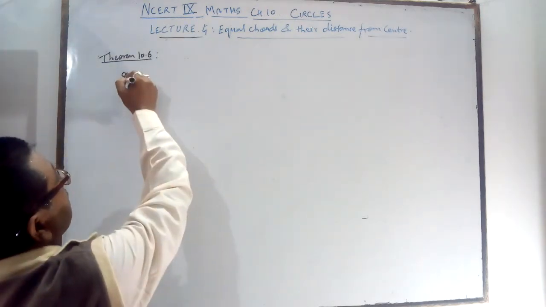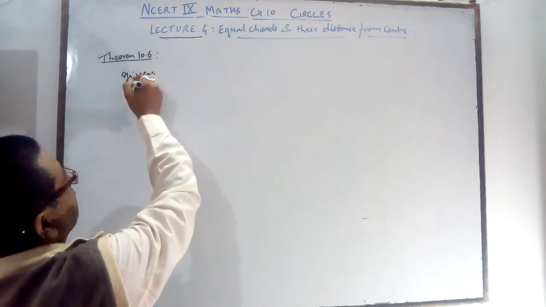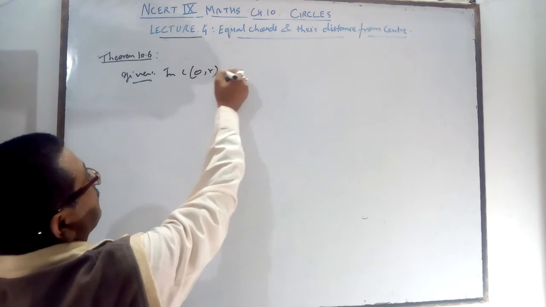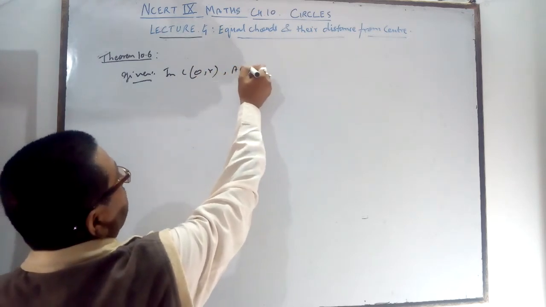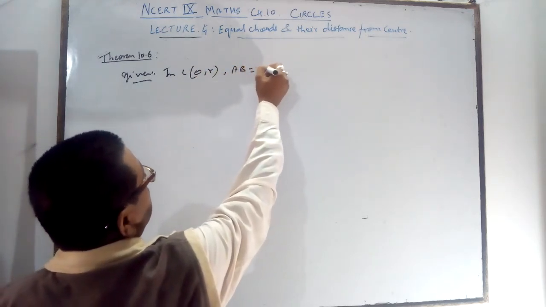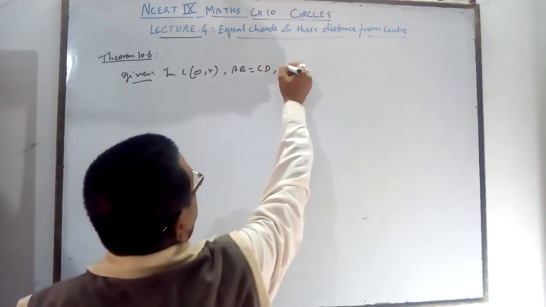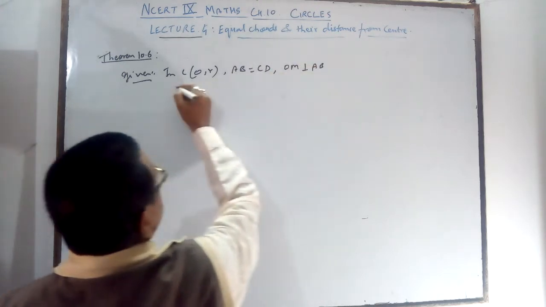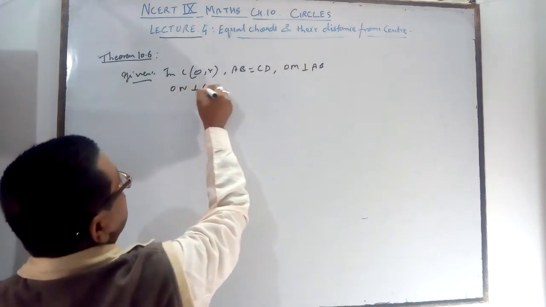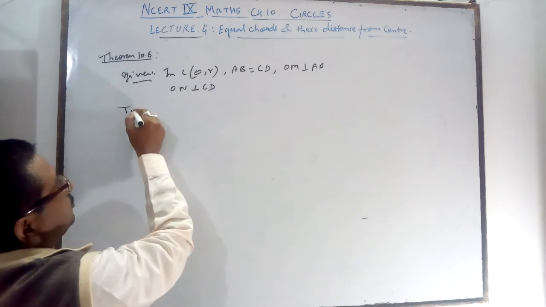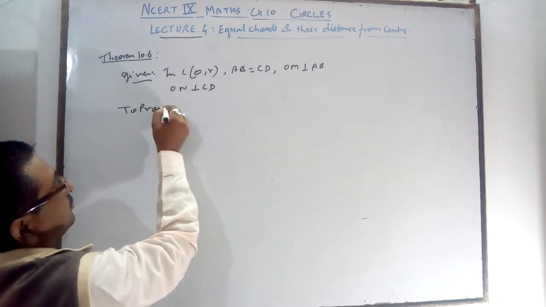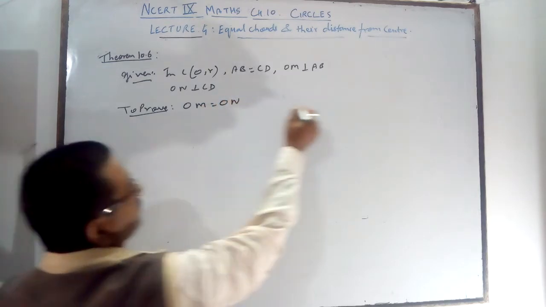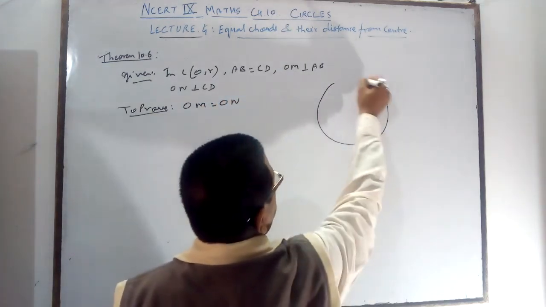What is given? In this you will get the given in COR: chord AB is equal to CD, OM is perpendicular to AB, ON is perpendicular to CD. To prove: OM is equal to ON. One figure we will draw.